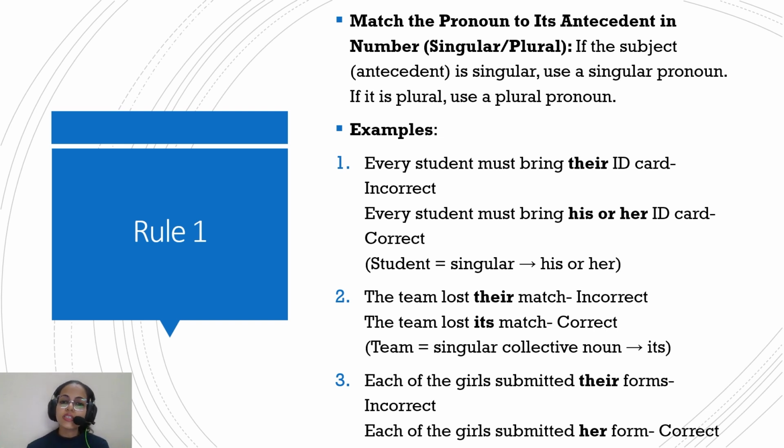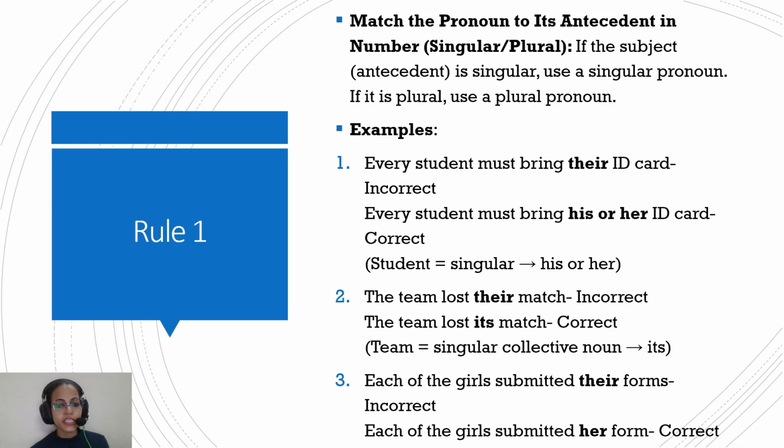So the first rule is: match the pronoun to its antecedent in number, whether it is singular or plural. If the subject is singular, use a singular pronoun. If the subject is plural, use a plural pronoun. Sounds very simple, so let's look at the example. Every student must bring their ID card. Now, why is this incorrect?